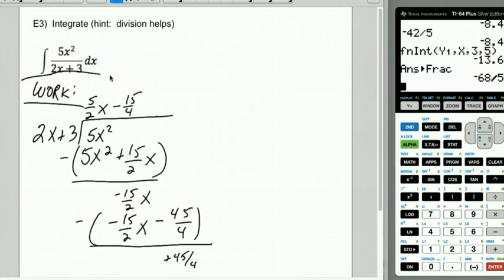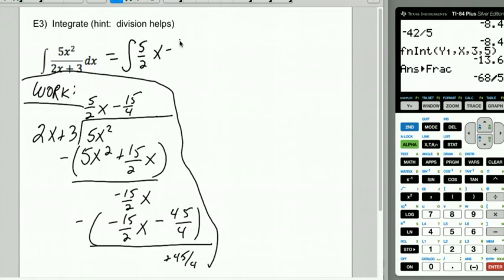Now I get that that's not super fun, but all of that makes it so that I can rewrite this integral as the integral of 5 halves x minus 15 fourths plus this 45 over 4 divided by the 2x plus 3 with respect to x. So the first two are fairly straightforward. The last one will require u sub. So this one's going to require u sub.